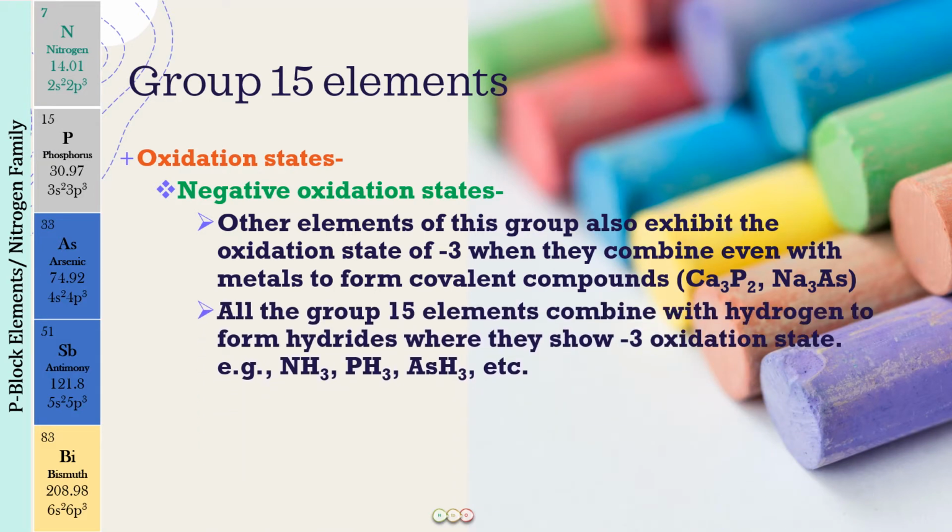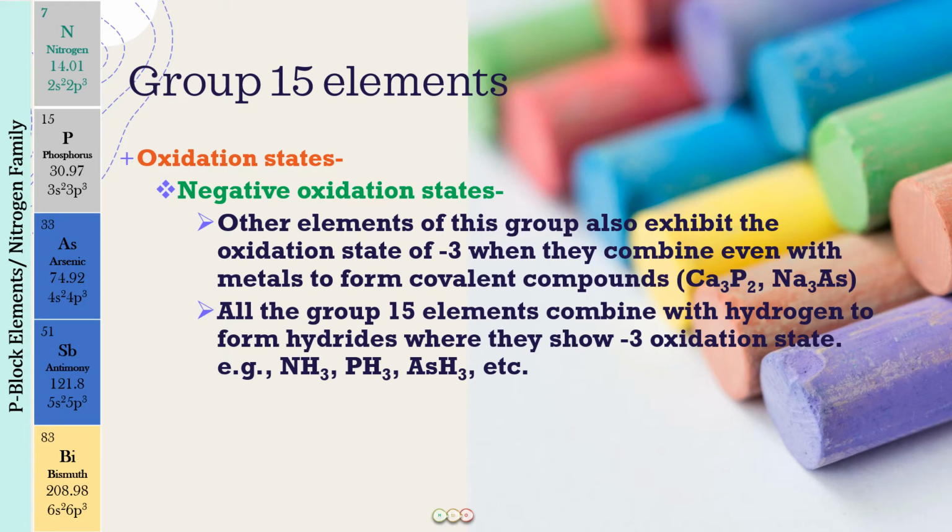And all the group 15 elements, when they combine with hydrogen, will be forming hydrides, where they will be showing the -3 oxidation state, like we have ammonia, we have phosphine, PH3 is called phosphine. Then we have arsenic hydride, antimony hydride, and bismuth hydride also. Okay, so all the group 15 elements, when they combine with hydrogen, form hydrides in which they show a -3 oxidation state.